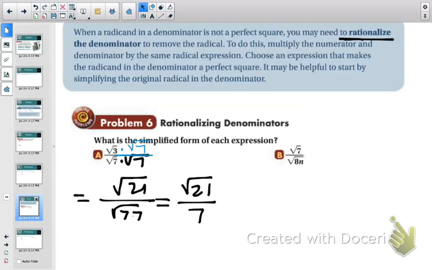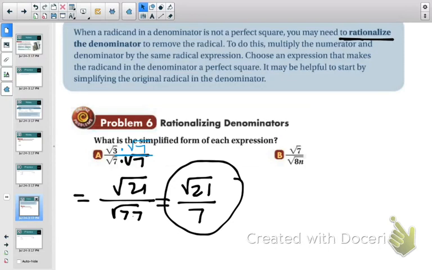And now I have rationalized the denominator, because I went from square root of 7, which was irrational, to a regular 7, which is rational. So now this is simplified because I don't have any roots in the bottom. The only radicals are in the top. Okay, let's look at B now.